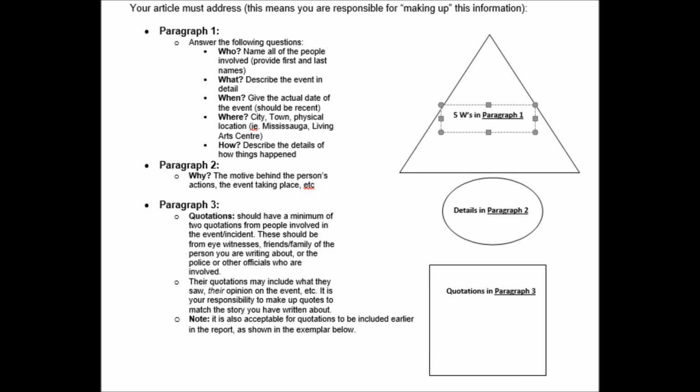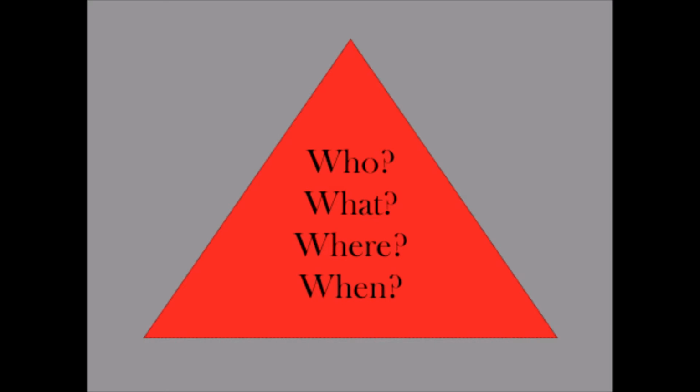So let's look at this triangle. Why is it a triangle? Well, at the very top there, you get right to the point. You get right to the point in your first sentence, and you're going to tell us who, what, when, and where this story is about. Take a moment and underline who, what, when, and where.